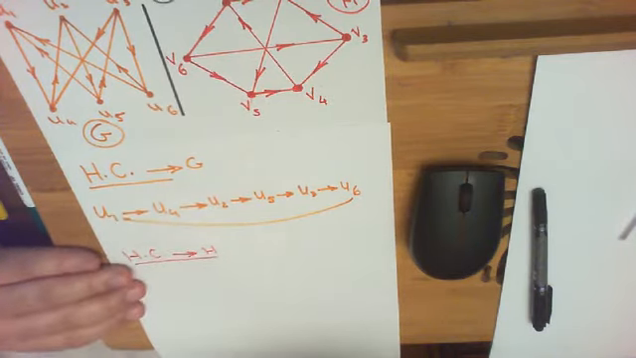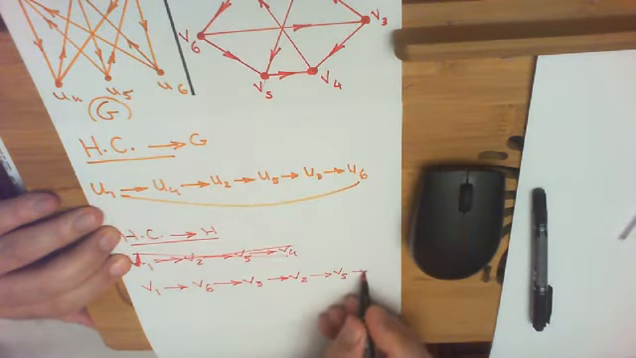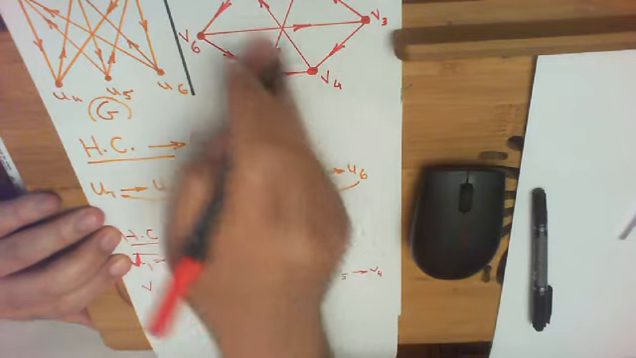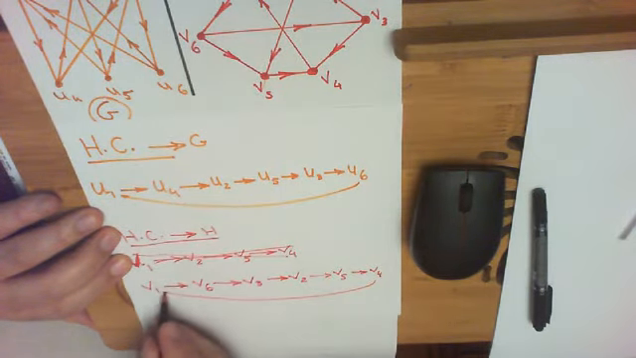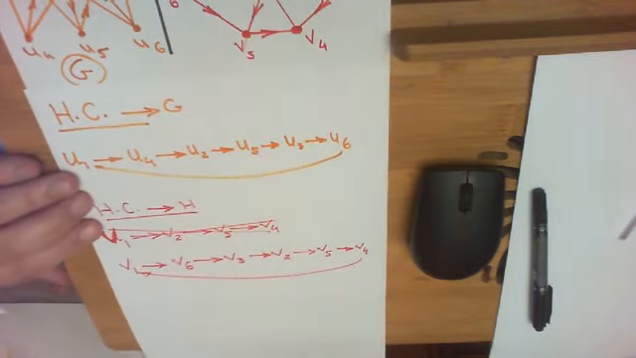Okay, so V1, V6, V3, V2, V5, V4, back to V1. Oh, a Hamilton circuit again.